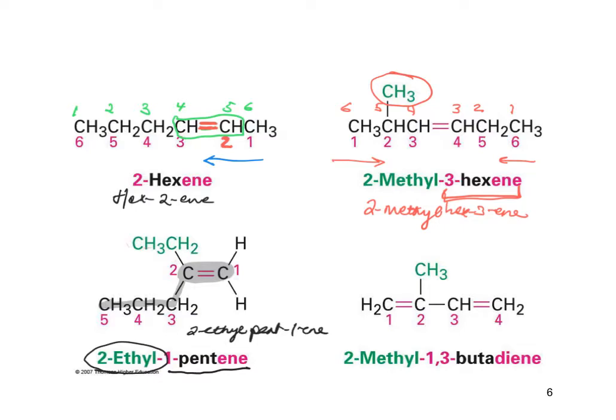Let's take a look at another one. This one has a diene, and the locations of the diene are the first position, of course, and the third position. Those are your two positions for the diene. We call it 1,3-butadiene. The second position holds the methyl group, so the name becomes 2-methyl-1,3-butadiene.